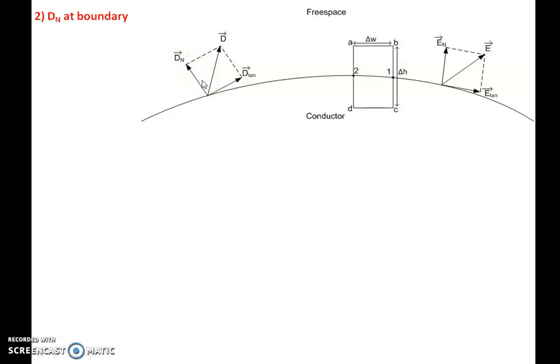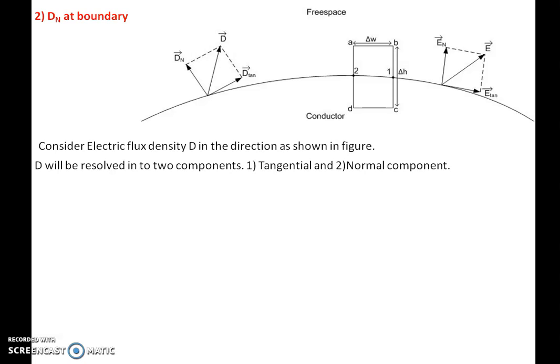To use Gauss law, I have to consider a Gaussian surface. Here I am considering a Gaussian surface which is in the right cylindrical shape, having a height of delta H. The surface area of the top surface and bottom surface is delta S, the height of the cylinder is delta H, and the radius of the cylinder is considered as R.